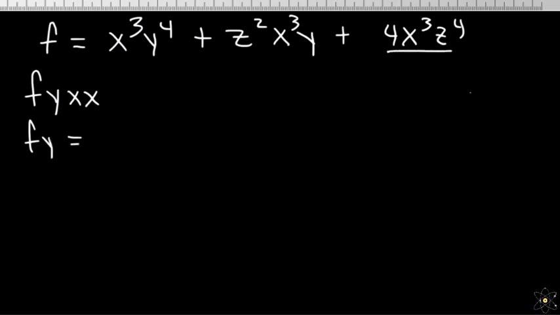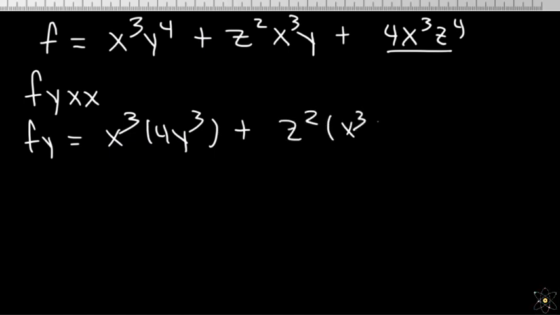So first let's find fy. So this will become 0 because there's no y variable. The derivative of y to the fourth is 4y cubed, and the derivative of y is simply 1. So this is what we have left over. Now let's find fyx. Let's differentiate this function with respect to x. The derivative of x cubed is 3x squared.